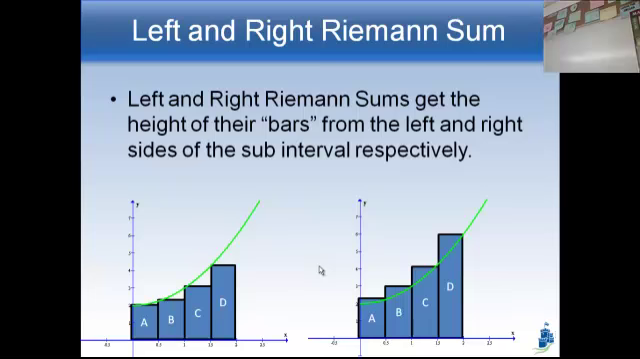A left and right Riemann sum. Right? The bars, the rectangles in these Riemann sums get their height from the left and right side of the subinterval, respectively. Left side of the subinterval, that's where the function gets the value from. Sorry, right side of the subinterval for the right Riemann sum. Got me? Okay. So we know this.